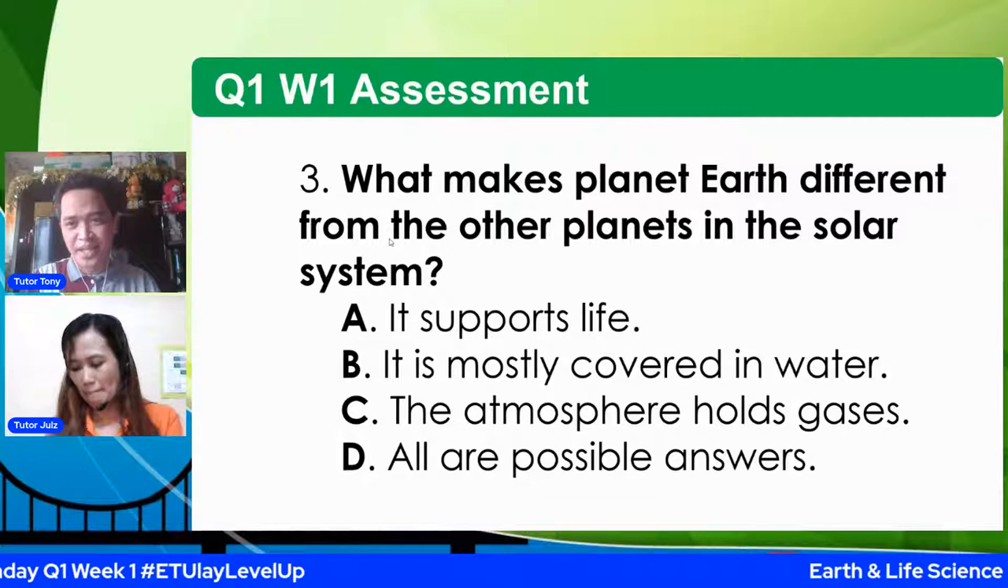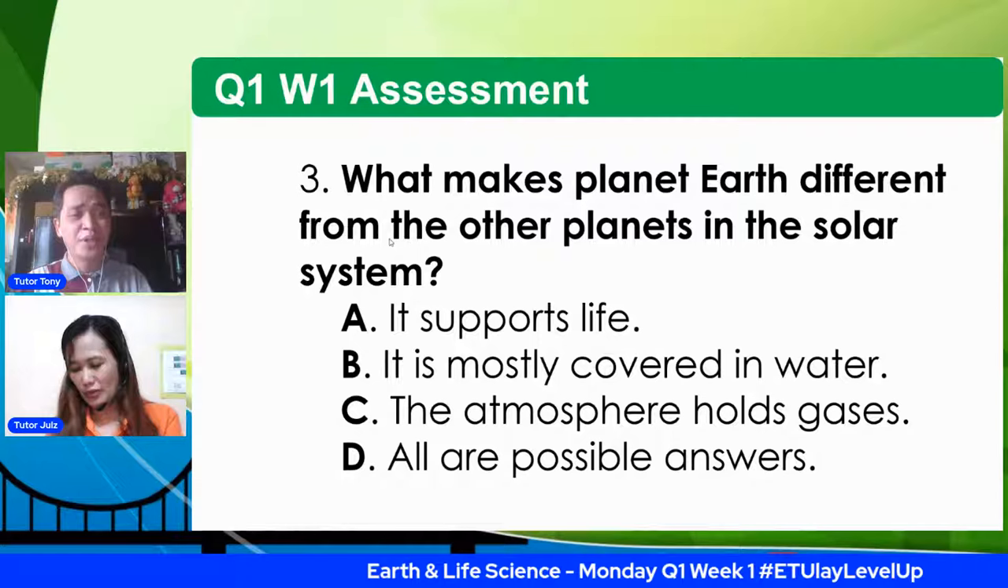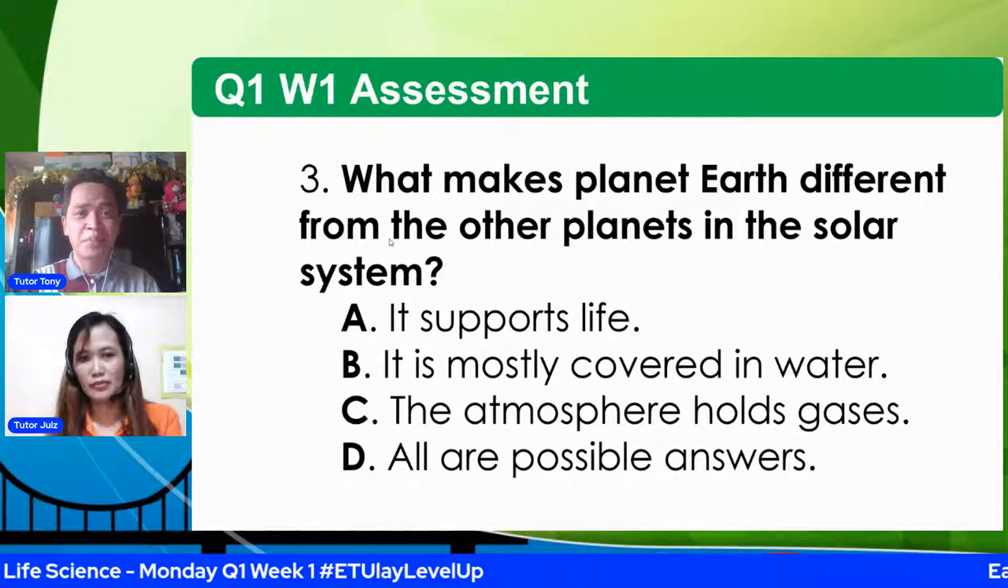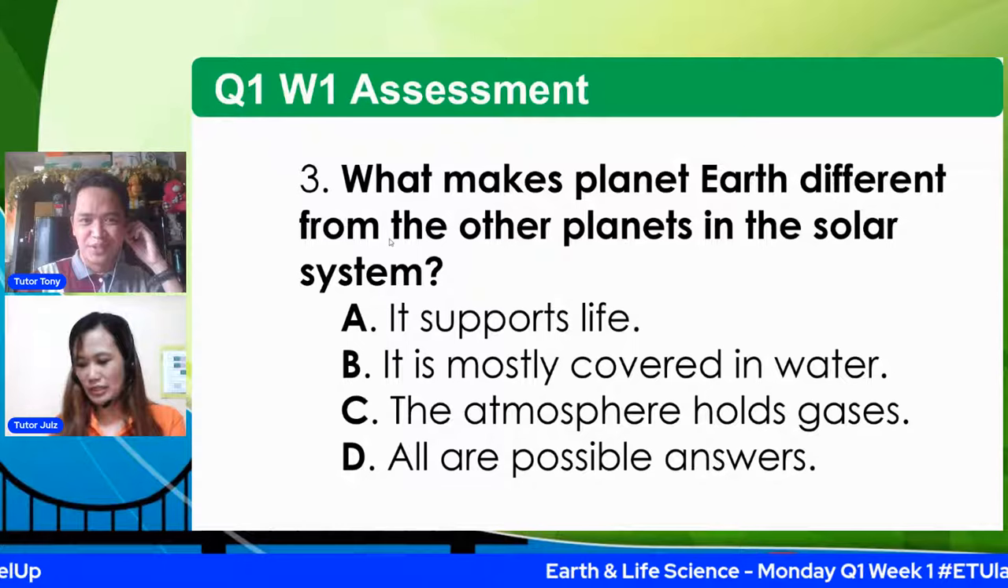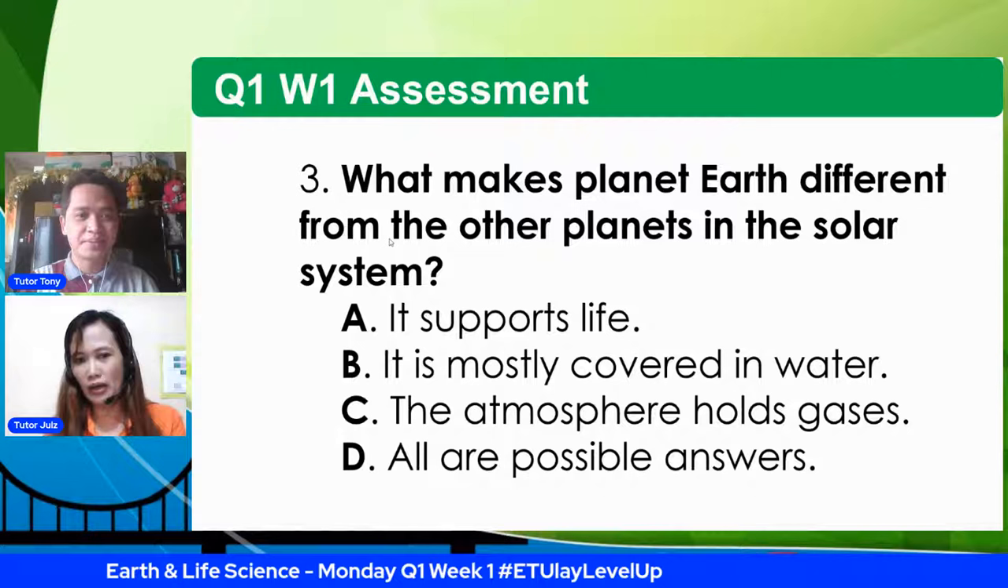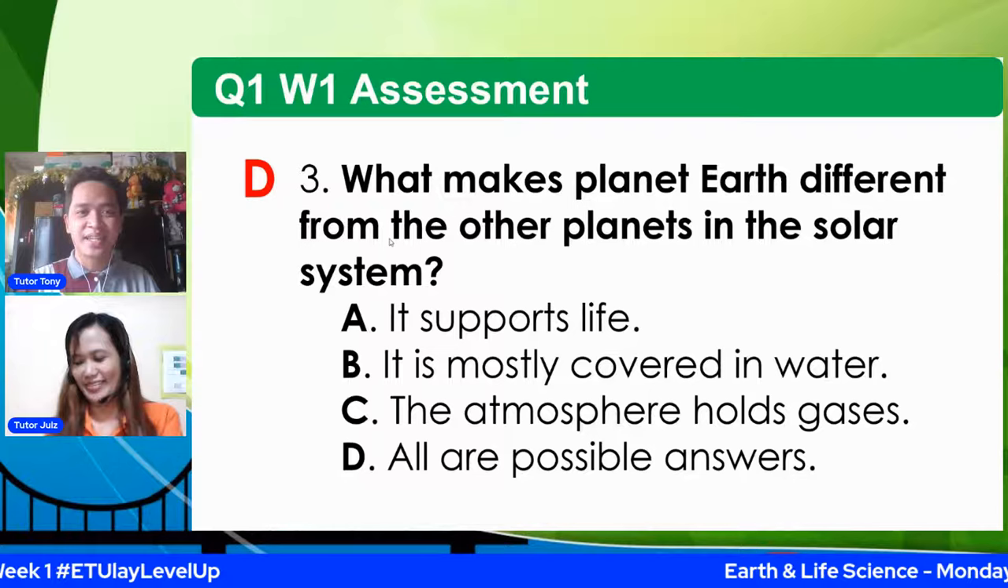Tip lang natin sa mga senior high school learners: hindi ibig sabihin na kapag nakalagay all are possible answers, or sa mga exam natin nakikita natin, all of the above, automatic na yun. Pero sa number 3, all of the above. Is that all of the above or all are possible answers? You're all correct. Nakinig talaga. Very good. So, all are possible answers. Let's proceed with question number 4.